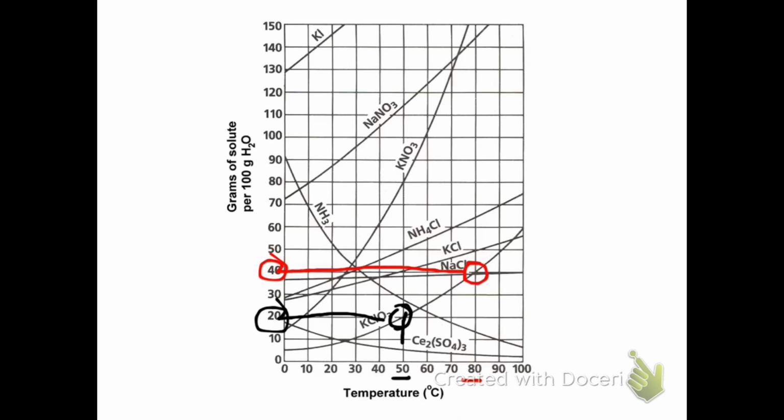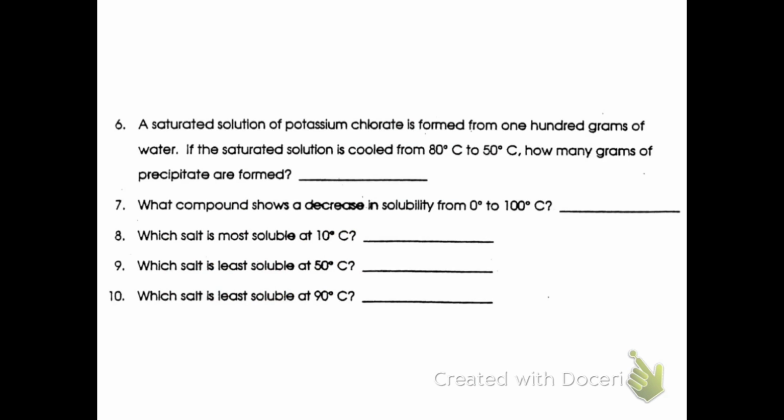So we could dissolve 40 grams at 80 degrees Celsius. We're cooling down our solution, and at 50 degrees, we can only dissolve 20 grams. So what happens to that other 20 grams? That's the stuff that forms the precipitate. So we should get 40 minus 20, which is 20 grams of precipitate. These next couple are actually a whole lot easier.